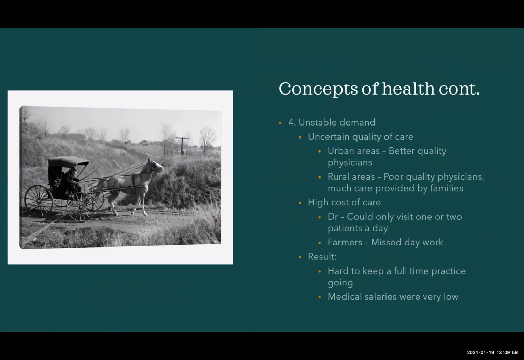And there was also unstable demand. Of course, there was an uncertain quality of care. It really depended on who your local doctor was. In urban areas, there was better quality care and there were more physicians. In rural areas, there were usually poor quality physicians, and much of the care for people was provided just by their families.